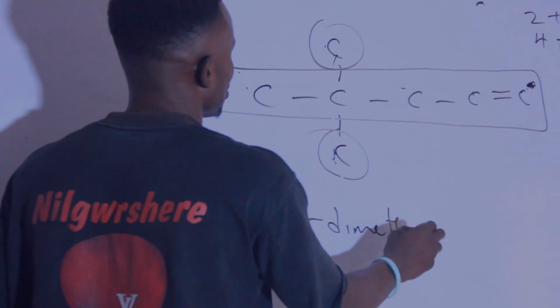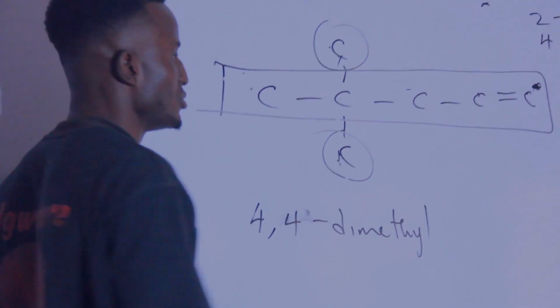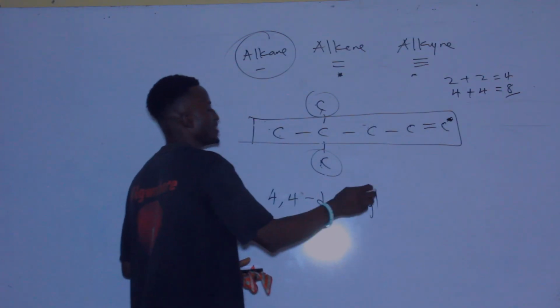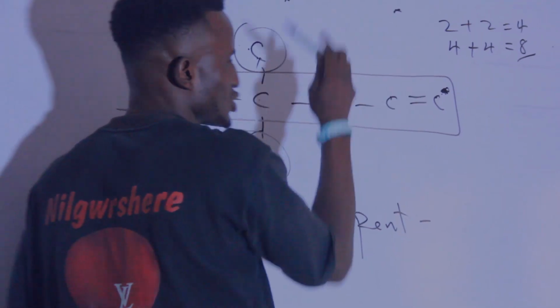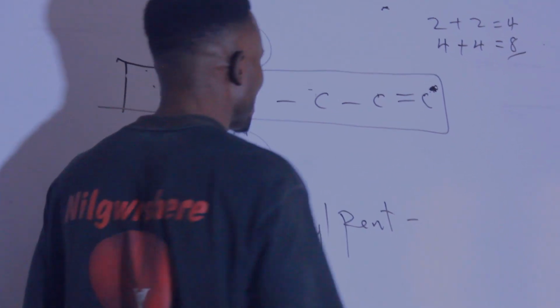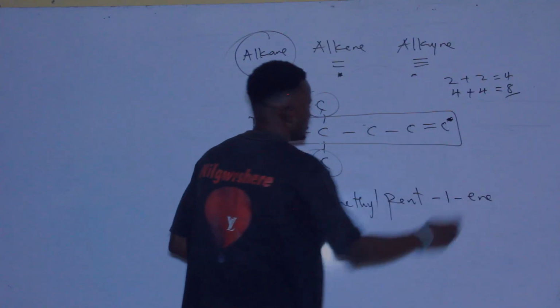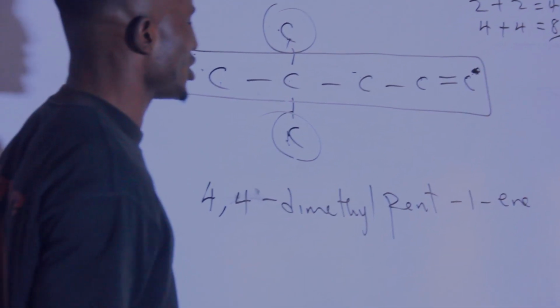And because they are two, we have 4,4-dimethyl. But the parent name is 1, 2, 3, 4, 5, and 5 is what? Pent. And the position of the alkene functional group should also be mentioned, and that's why we have pent-1-ene. But because it is pent-1-ene, we can just call it pentene.